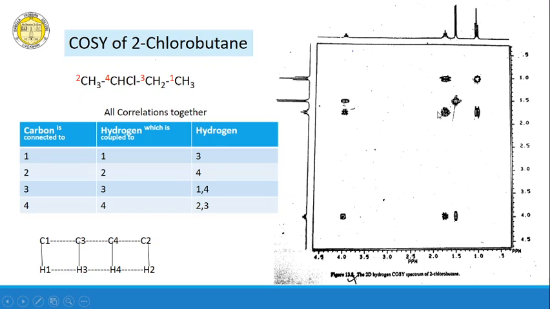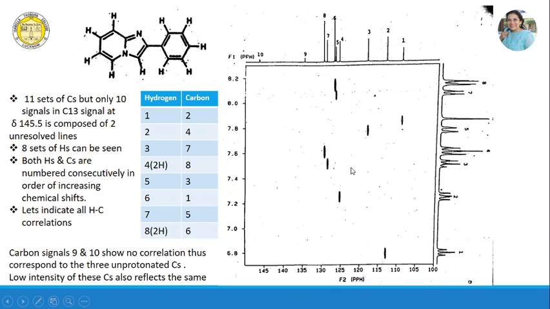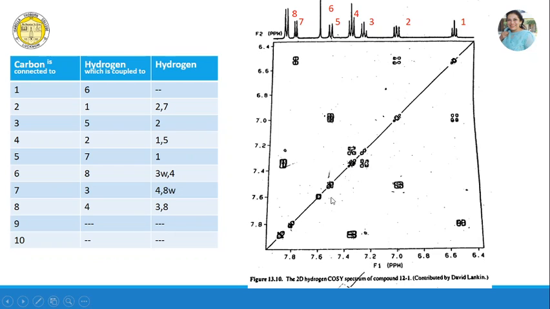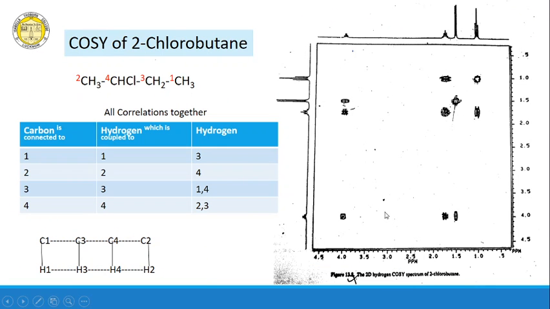Now let us look at the third signal. When I look at the third signal and move horizontally, I see that it is linked to two different protons. From here, if I come to this peak and then start going down, what do I see? That this particular proton is linked to the fourth proton. So the third proton is linked to the fourth proton. That is what this cross peak is telling me.